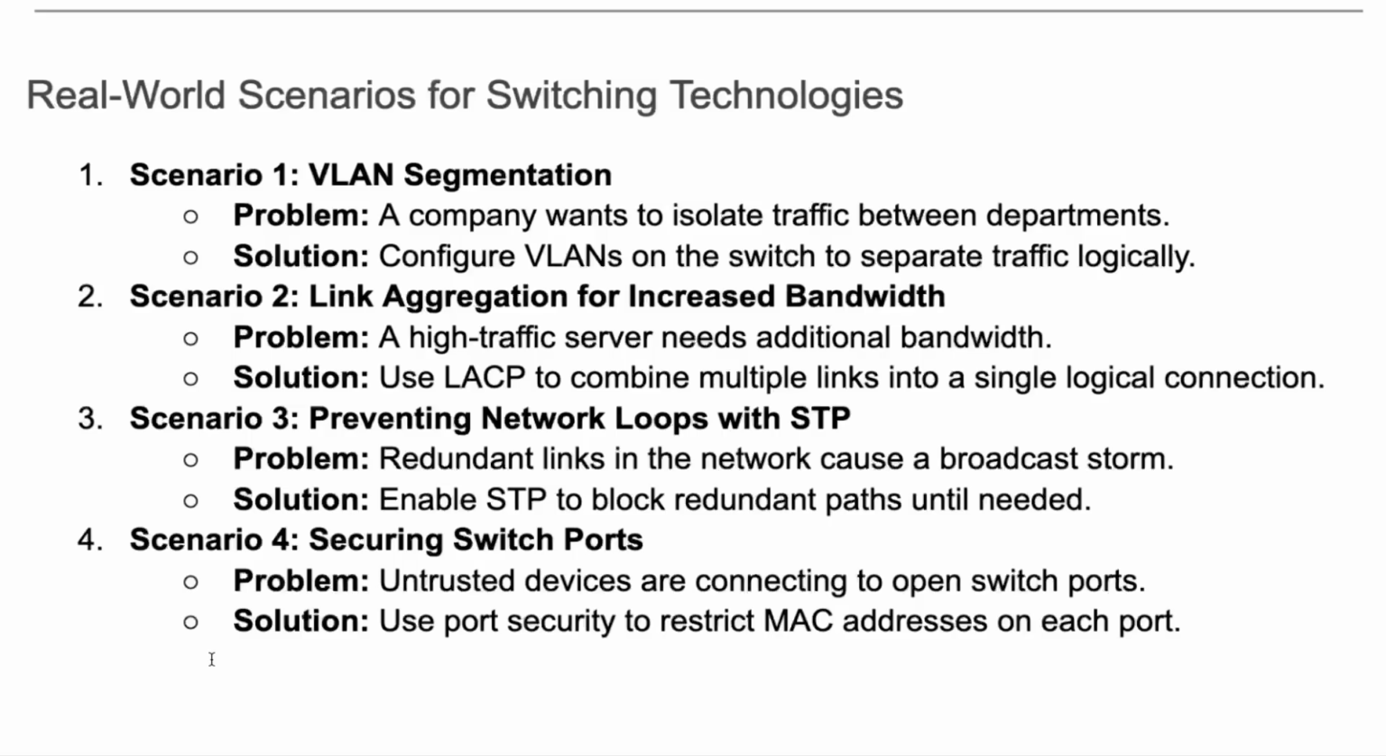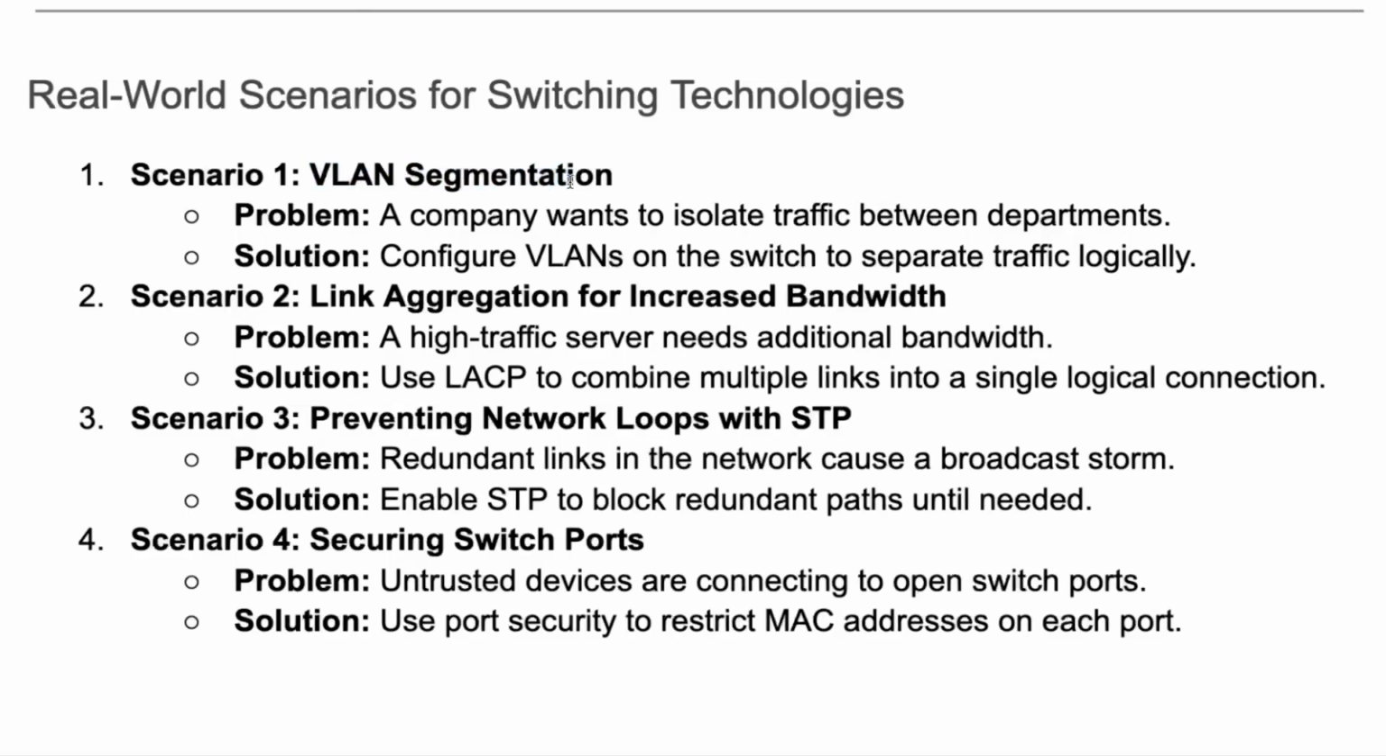So these are a couple of scenarios that could happen in the real world. We have the segmentation of the VLAN, right? So the problem would be that a company wants to isolate traffic between its various departments. So we would configure VLANs on the switch to separate traffic logically. And then scenario 2 would be link aggregation for increased bandwidth. So basically the opposite of this, right? There's a high traffic server that needs additional bandwidth. So we would use the link aggregation protocol to be able to combine multiple links into a single logical connection.